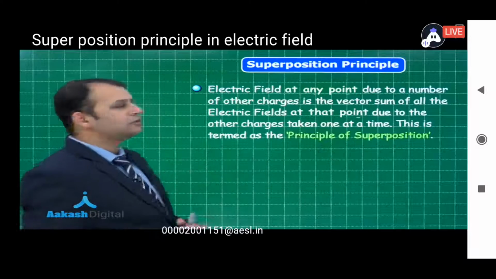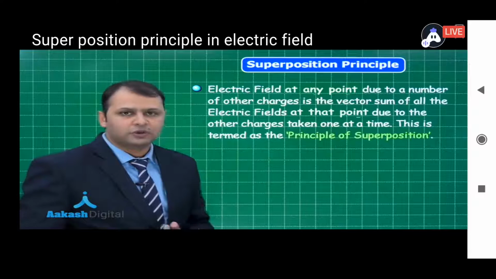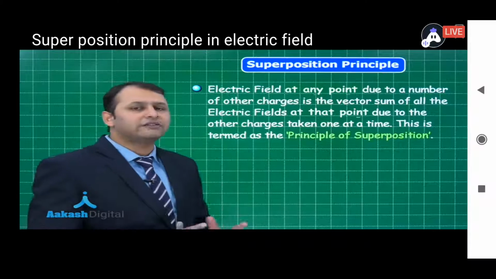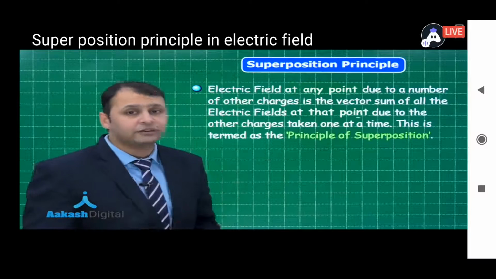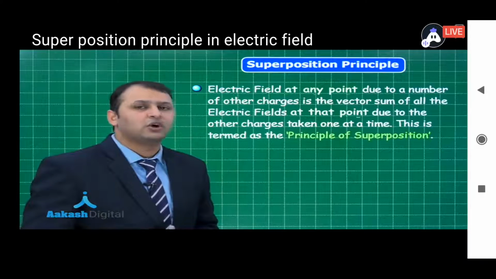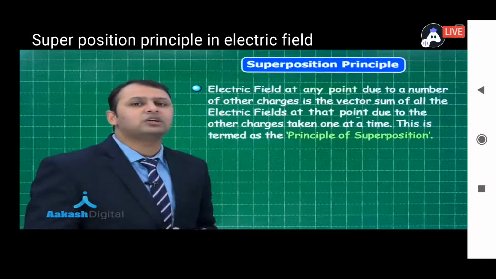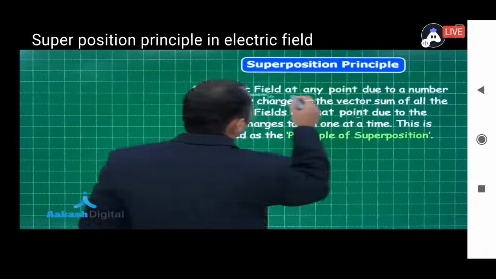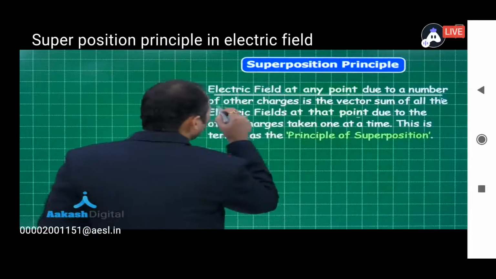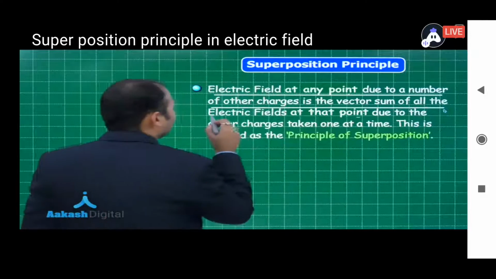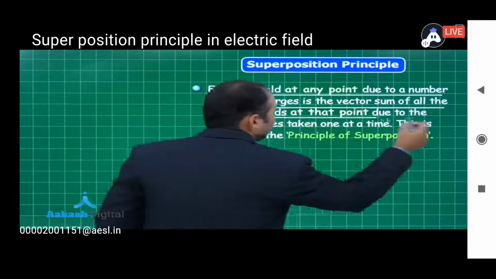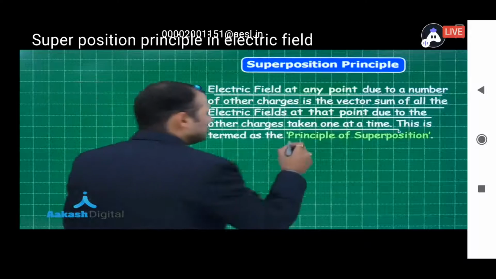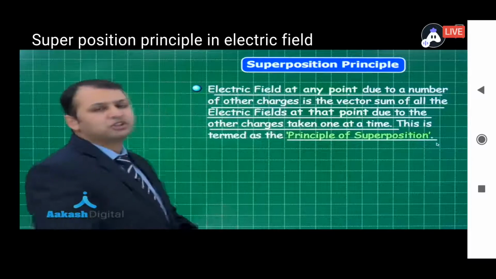As per the superposition principle, at any test charge, when there are one or more charges applying electric field simultaneously, the net electric field acting on that test charge or at any given point is the vectorial sum of all the electric fields. As per the definition, the electric field on any charge due to a number of other charges is the vector sum of all the electric fields on that charge due to the other charges taken one at a time. And this is known as the principle of superposition, right?